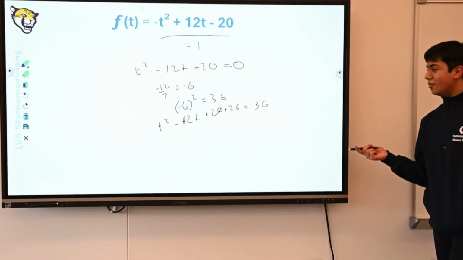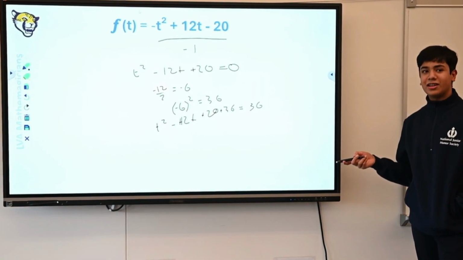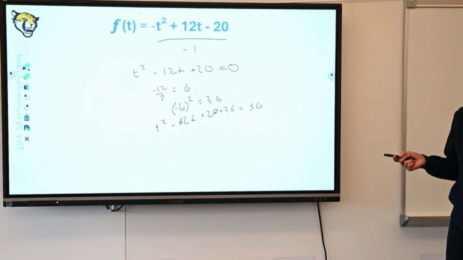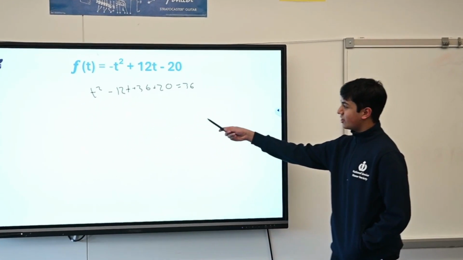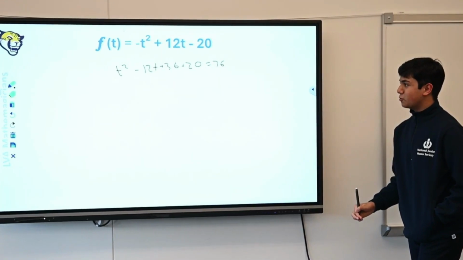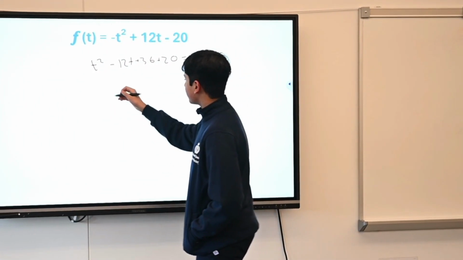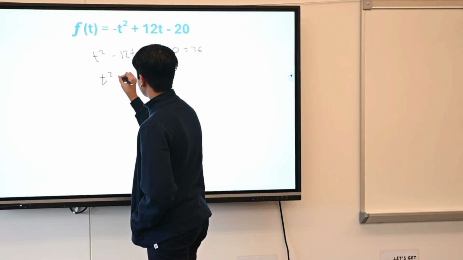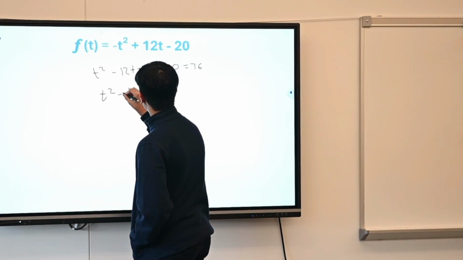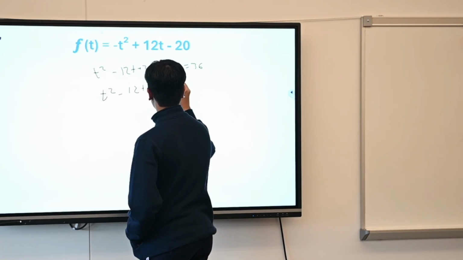So what will this do? It will create a trinomial that is a perfect square and can be factored into 2 binomials. So this part of the equation, t² - 12t + 36, is a perfect square. So we can take 20 to the other side, getting t² - 12t + 36 = 16.